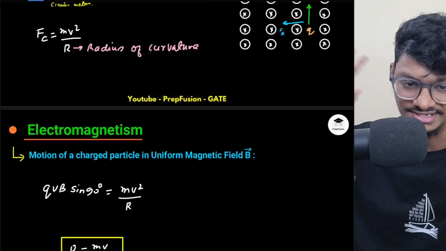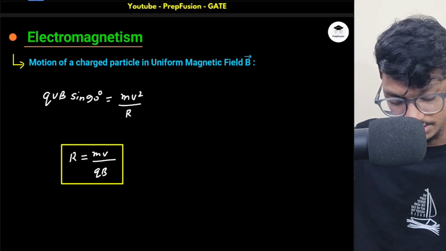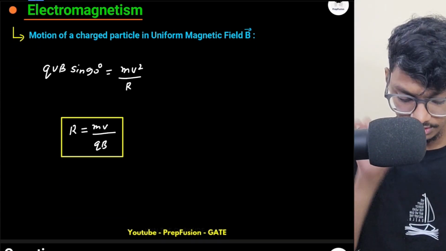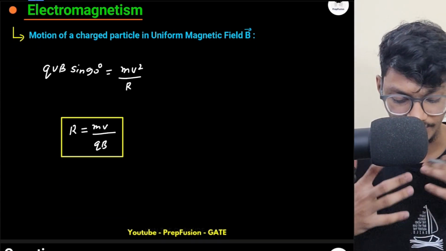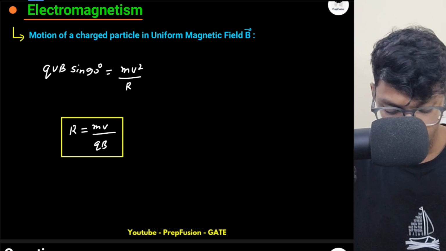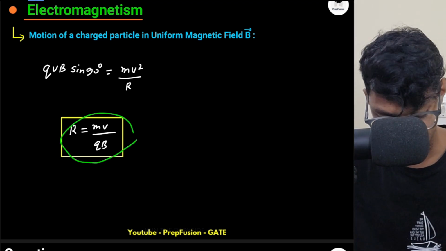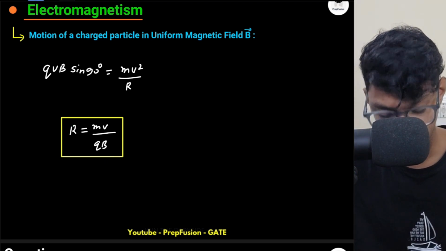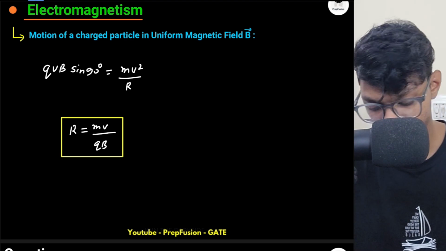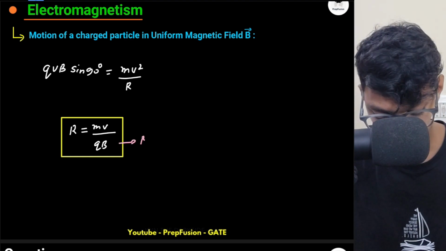We studied this in JEE days, so you don't have to worry about that. Just understand that the radius of curvature will be this. Now, can you do a sanity check of this? If I have no magnetic field, what will happen? What will be the radius of curvature if I have no magnetic field?